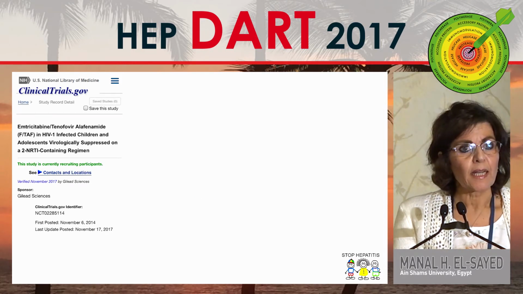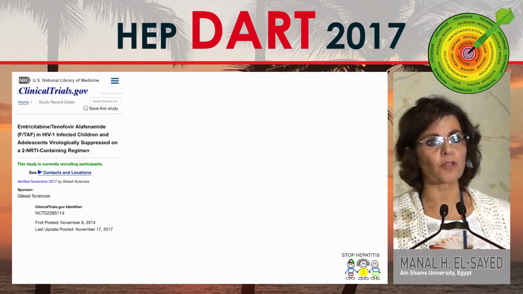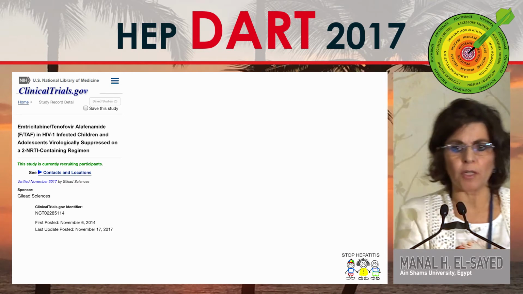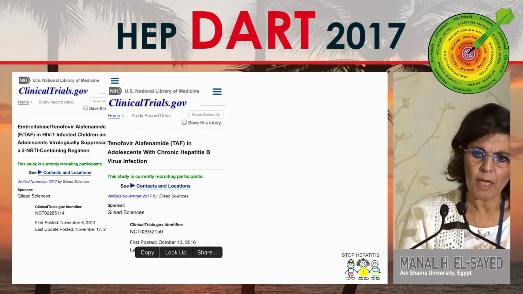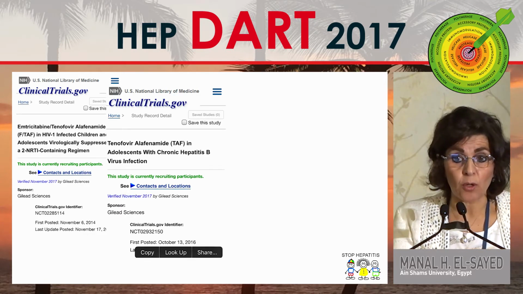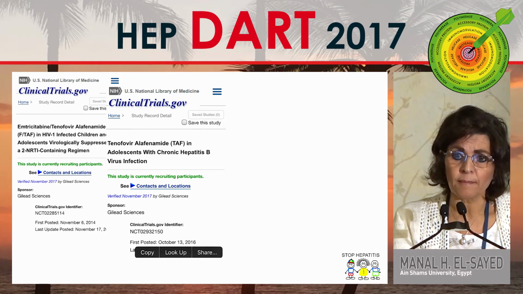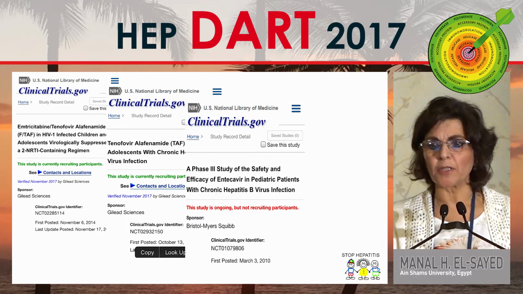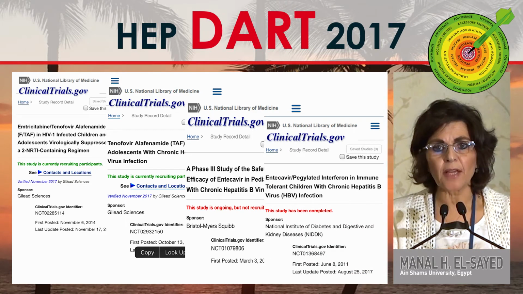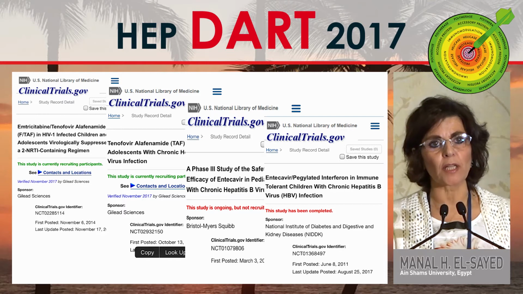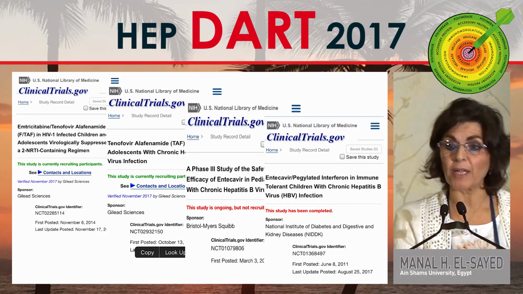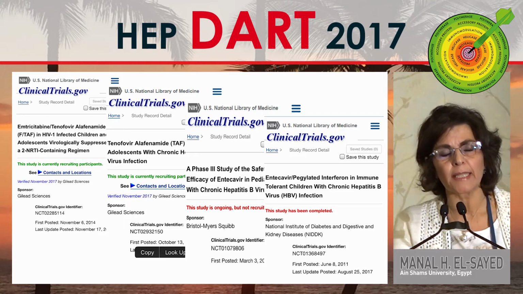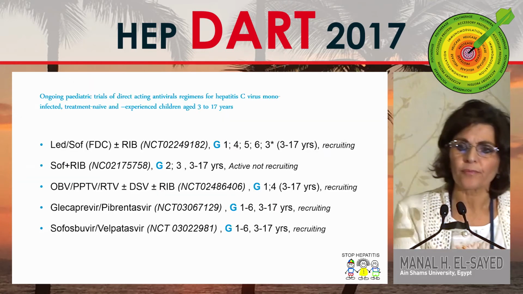What about B? B, most of the trials are extrapolated from the HIV trials, so there are some TAF trials being done in children and adolescents. And there is a TAF trial also, recent for adolescents. And this has been the phase 3 efficacy trial for entecavir in pediatric patients. And there is a recent study also, just finished this study with entecavir plus pegylated interferon for the immune-tolerant children, but I heard from some of my colleagues that the results were not great.